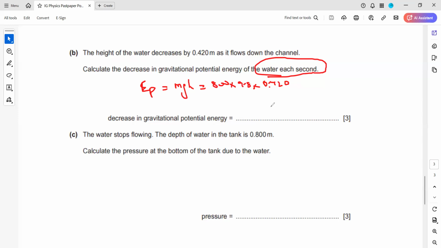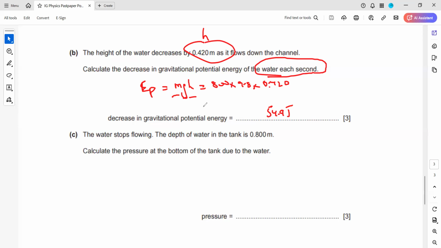54.9 joules. Mine is coming 56 joules. No, you maybe took 10 there. Check again. Why, sir? Potential energy is mass, gravity, height: 800 into 9.8 into 0.42. Is it correct? 56. But use 9.8 every time. Use 9.8, then 0.42, the height. 9.8, sir, right?